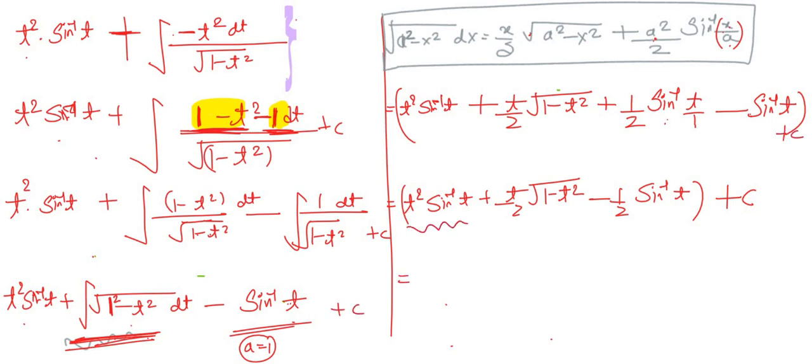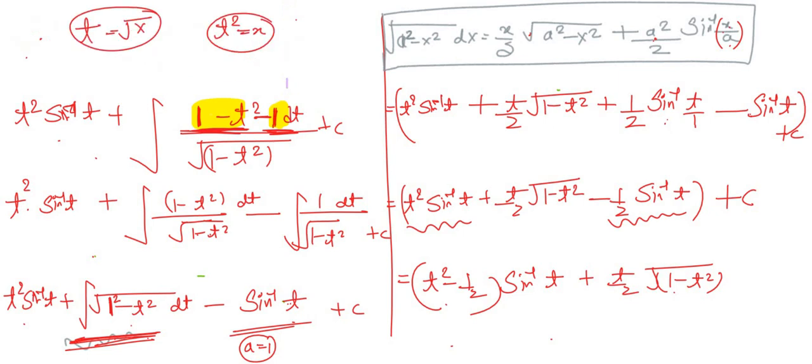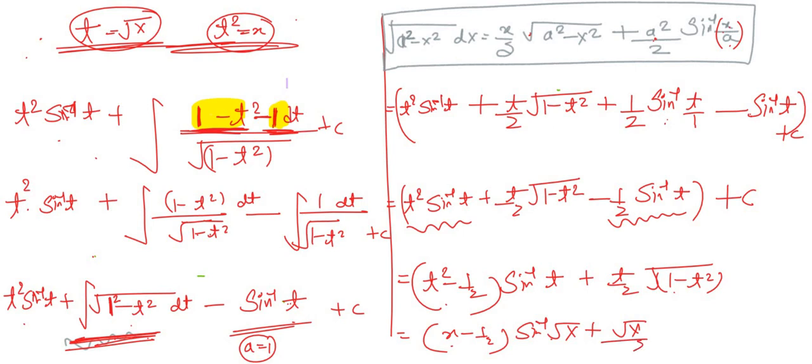Okay, in these two terms sine inverse is common, so let me write t square minus half sine inverse t plus t by 2 root of 1 minus t square. And if you remember, what was t? So t was root x and t square was x. So let me just put x minus half sine inverse root x, plus root x by 2 root of 1 minus x, plus c. So this was the part that we were solving.